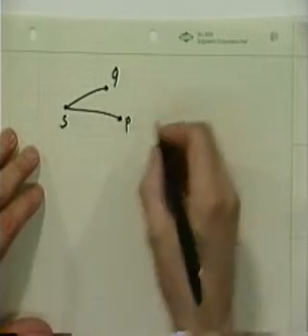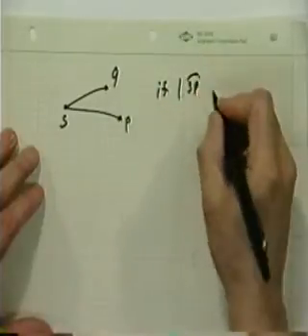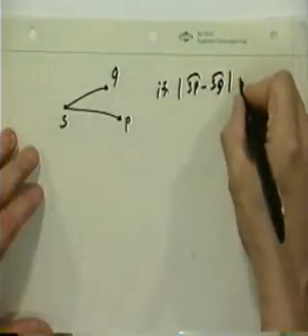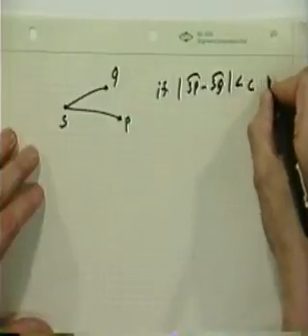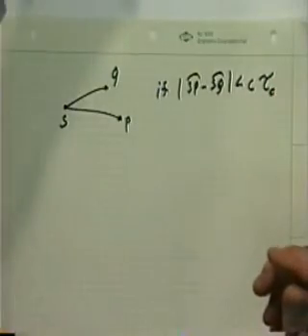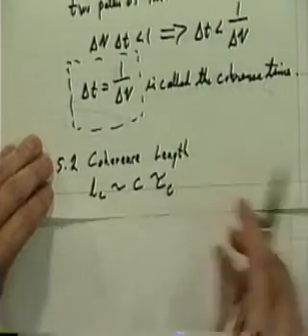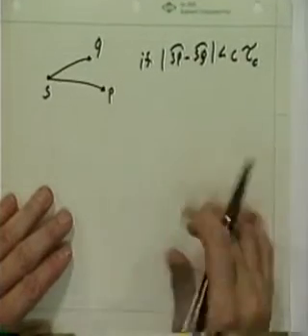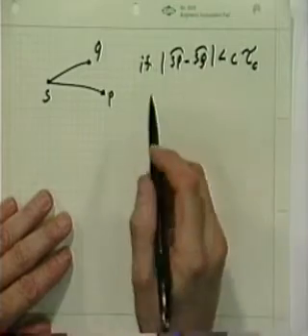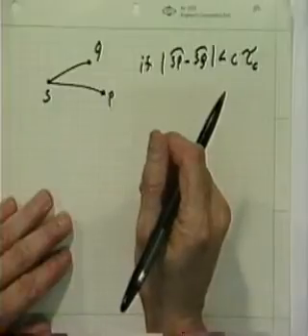And we're saying that if SP, this distance, minus SQ is less than the coherence length, c times tau sub c. I should come back here, and when I wrote down coherence length, I probably should have put a c here. So that's the coherence time. If this path minus this path is less than the coherence length, we're saying that the light at P is coherent with respect to the light at Q. Okay?